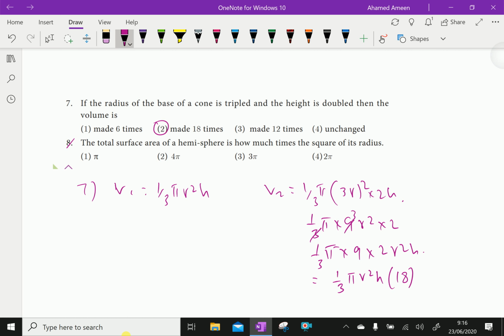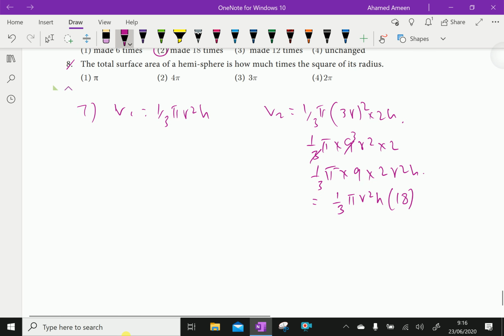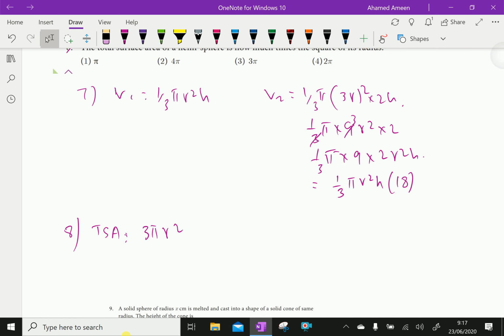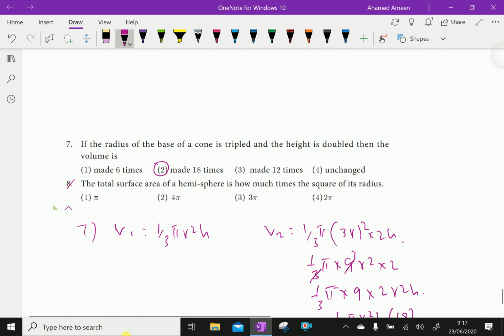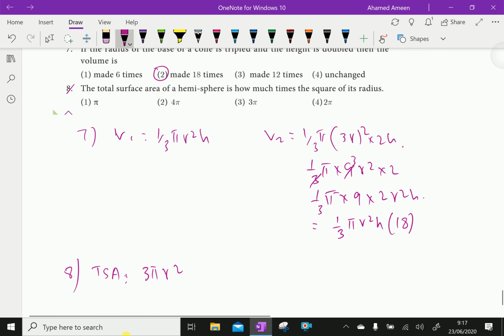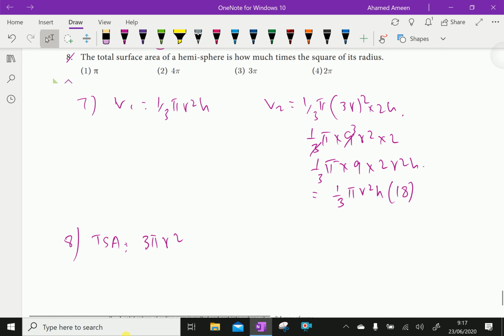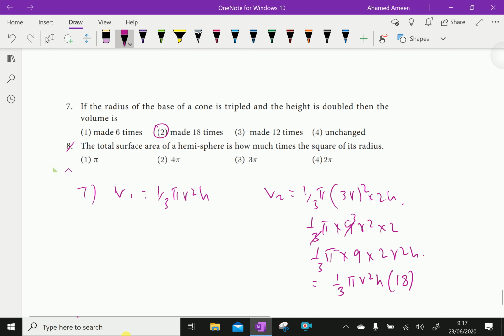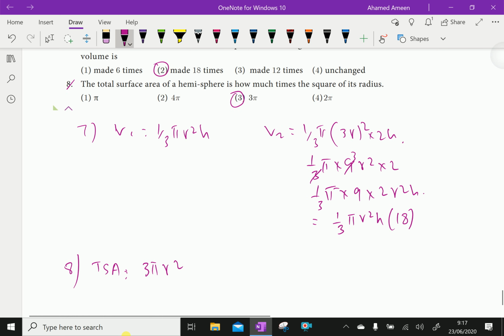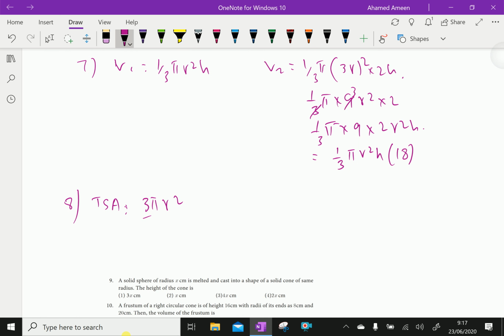Now question number 8. The total surface area of the hemisphere is how many times the square of its radius? The TSA of the hemisphere is 3 pi r squared, and here they are asking how much bigger it is than the square of the radius. It is 3 pi times more. So the answer is 3 pi times r squared.